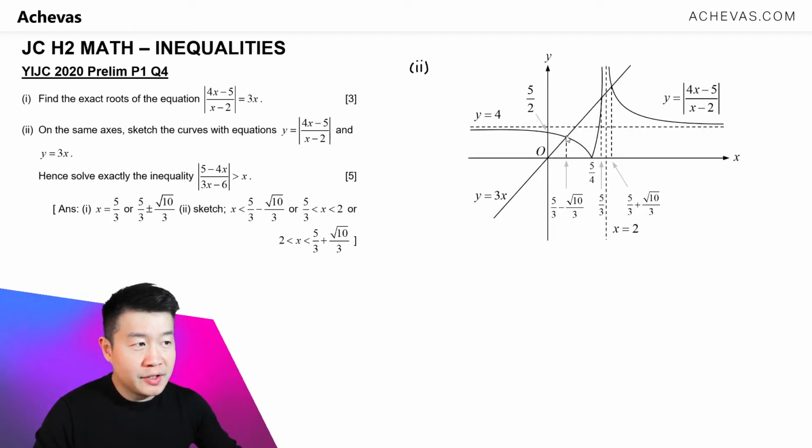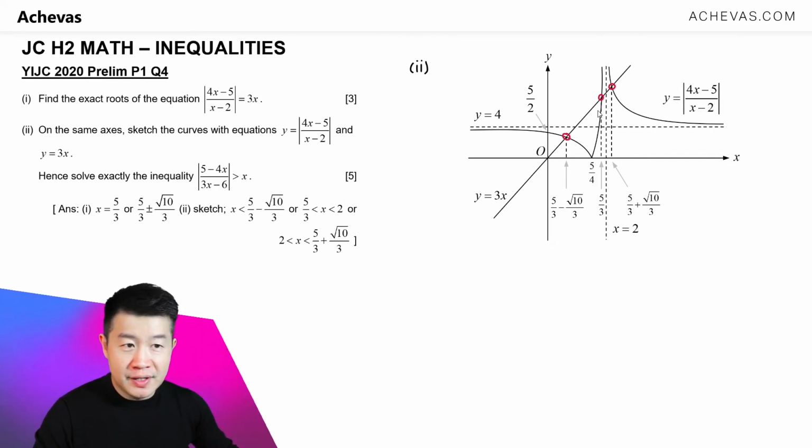Using our graphing calculator, we can draw the two graphs with horizontal asymptote y is equal to 4 and vertical asymptote x is equal to 2. This is the graph of y is equal to modulus of (4x minus 5) over (x minus 2). Three points to take note of are this point here, here, and here. It is the intersection between the two graphs, because the x coordinates of the intersections are actually the answers that we have derived in part 1.